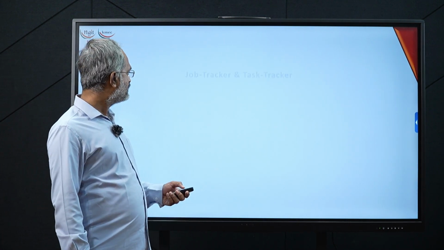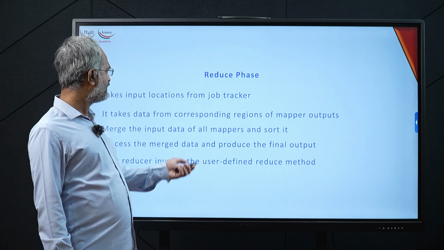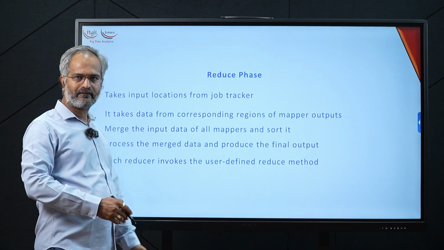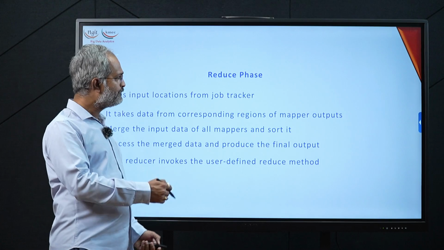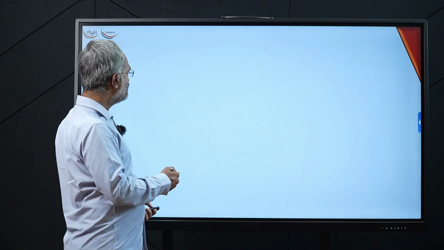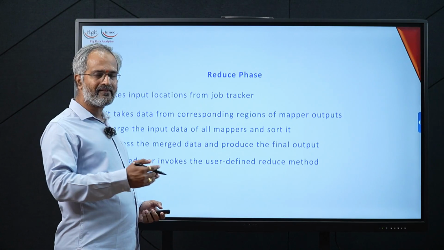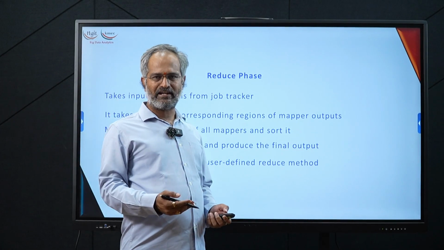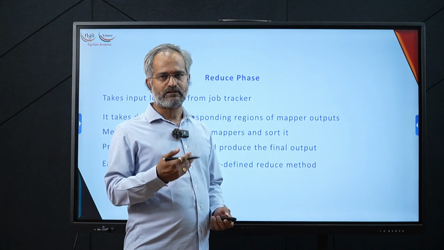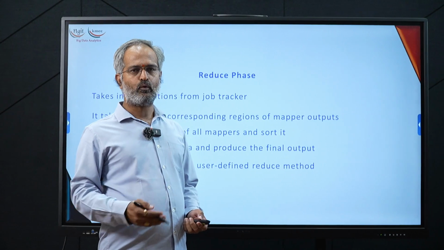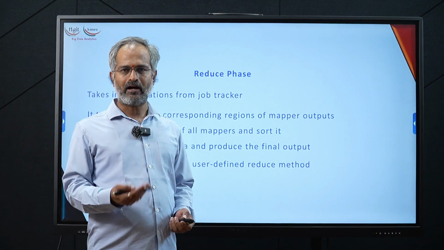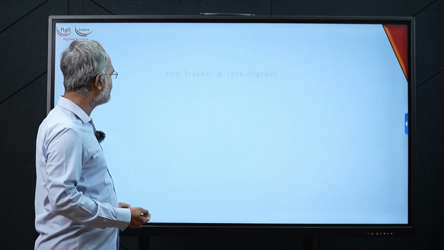So we are going to continue the previous session, in which we discussed the map phase and reduce phase. Now we are continuing that. The mapper is giving the intermediate output locations to the job tracker. And what is the job tracker, and how is it helpful? That we are going to discuss now.